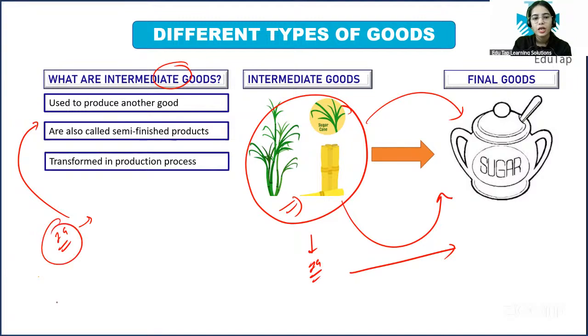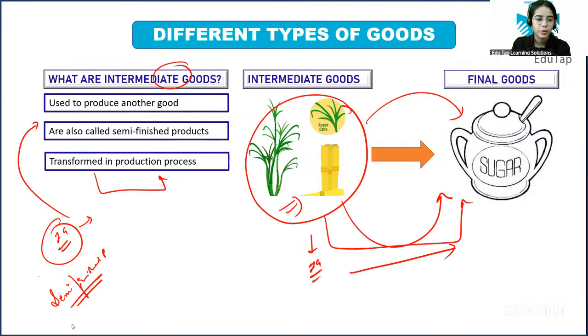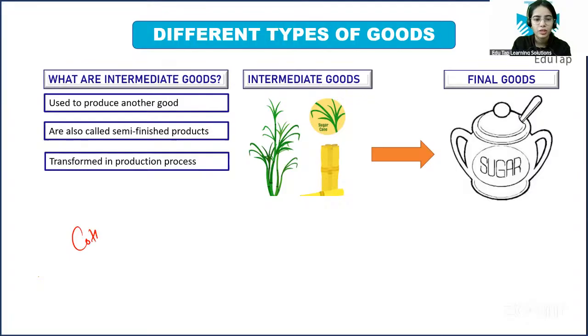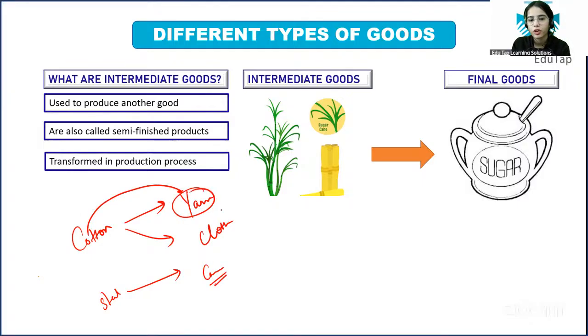The intermediate goods are also known as semi-finished products. They are transformed in the production process. You can see that the sugar cane transforms into the sugar. Another example is cotton, which is used to produce yarn or cloth. Next is steel, which is used for the production of cars. Cotton transforms into yarn or cloth. Steel transforms into the car exterior. So this is the idea.